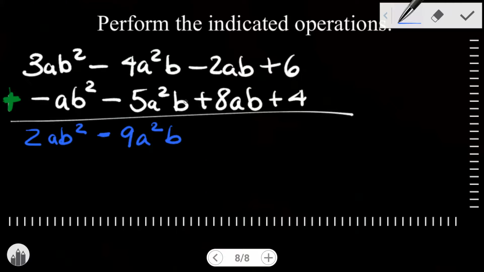So moving on to the next set, we have a negative 2ab plus 8ab. So negative 2 plus 8 is 6. So we're going to have a 6ab. All right, now moving over to the next set of terms, and we all know what 6 plus 4 is, so 10. So this would be your final answer for adding these two polynomials together: 2ab squared minus 9a squared times b plus 6ab plus 10.